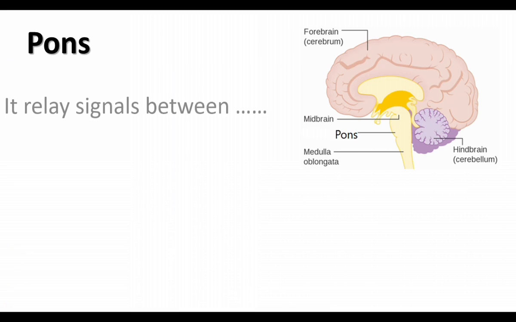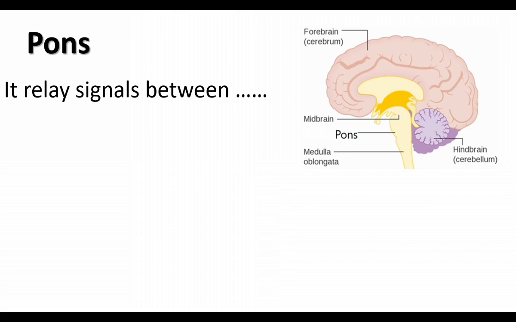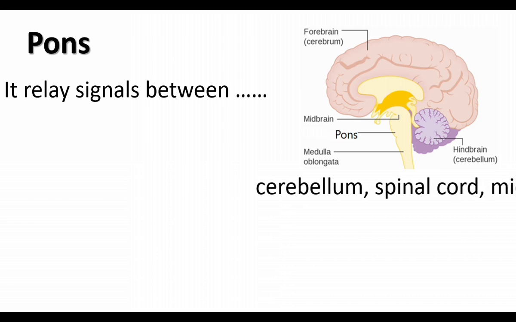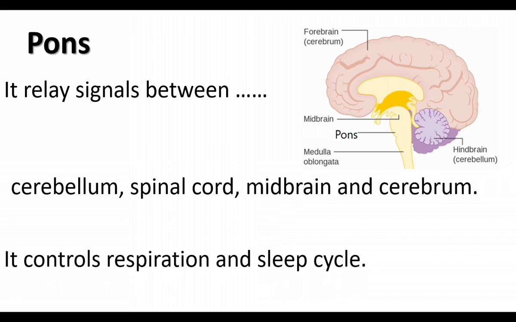Pons also relays signals between various parts of the brain. Relaying signal means receiving signal and sending signal. It relays signal between cerebellum, spinal cord, midbrain and cerebrum. It controls respiration and sleep cycle. Pons has respiratory center and sleep center. These centers control respiration and sleep cycle.